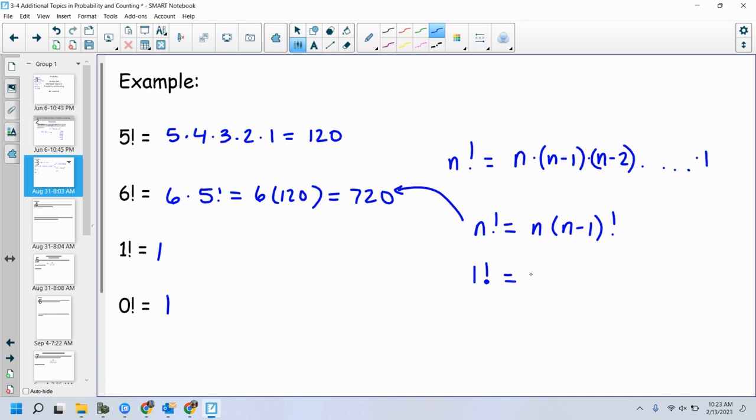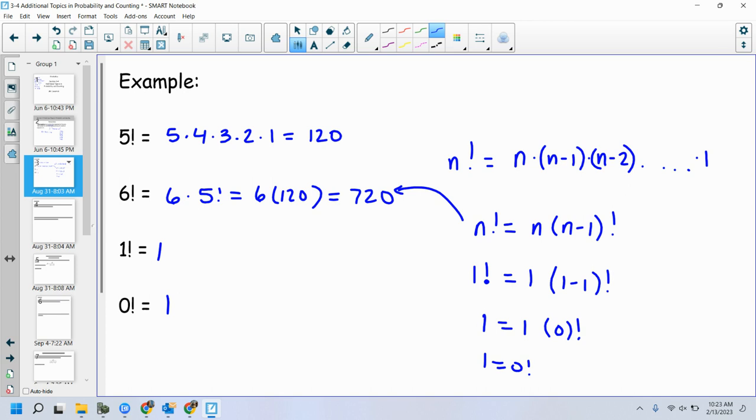Isn't that 1 times 1 minus 1 factorial? If we put that in that statement, well, 1 is equal to 1 times, which is essentially 0 factorial. So what is 0 factorial? Divide over the 1. So 0 factorial is 1. That was a really slick proof of it.